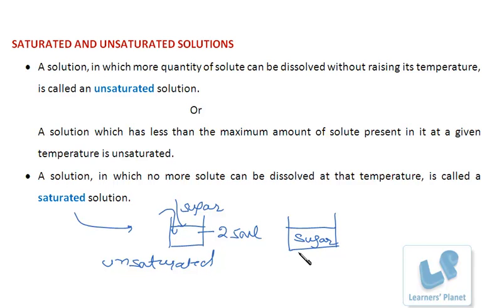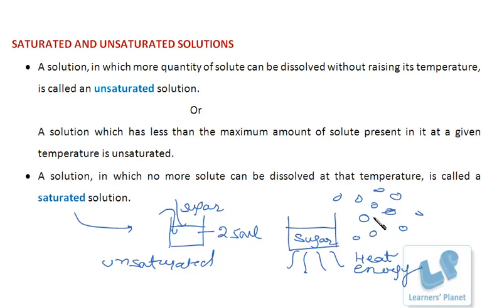Why so? Because if I'm heating, I'm providing heat energy. Now what will this heat energy do? It will transfer energy to the molecules. The molecules will start moving. As a result, what will happen? More space will be created between the molecules. So more of the sugar can be added, right? You must have seen sugar syrup. When it cools down, it gets solidified. When you heat it, it melts.